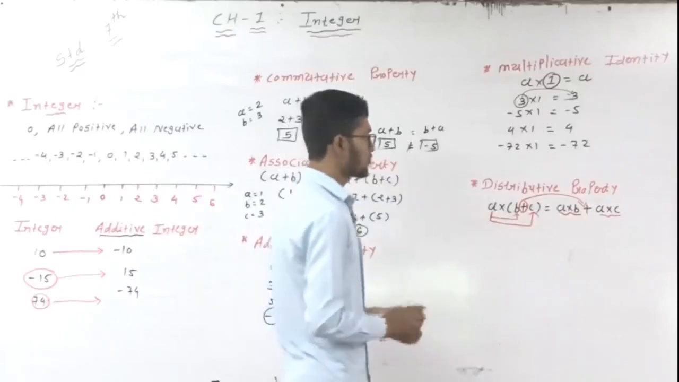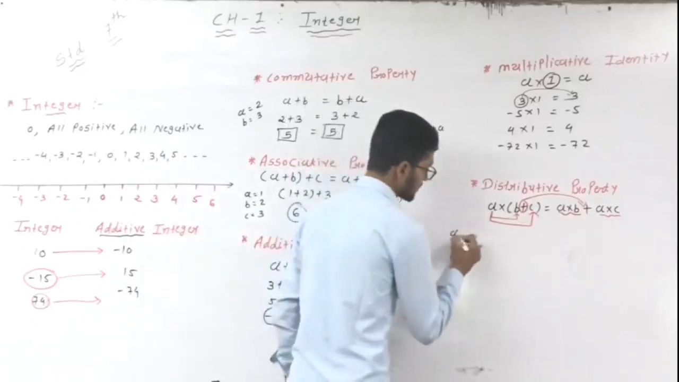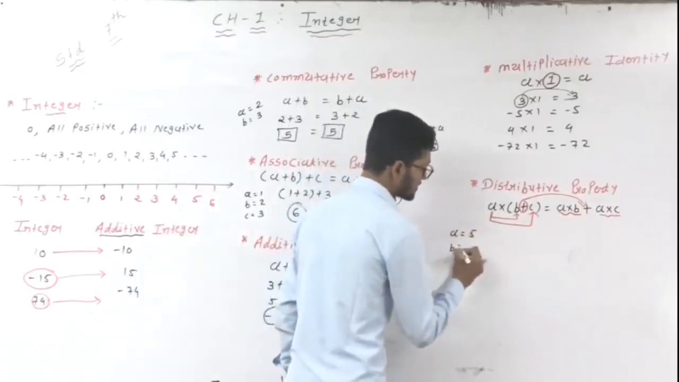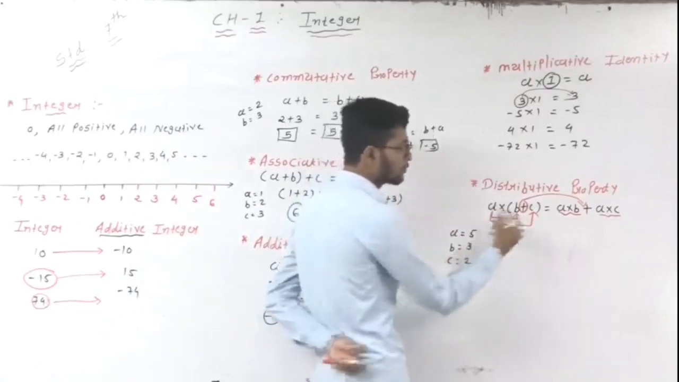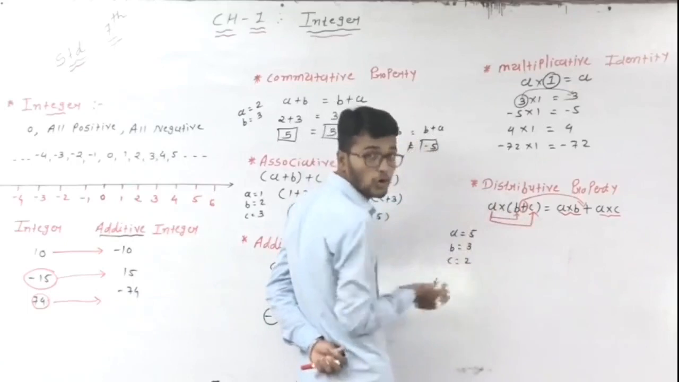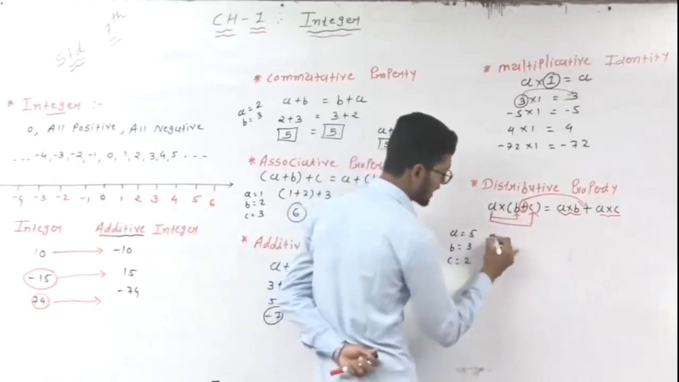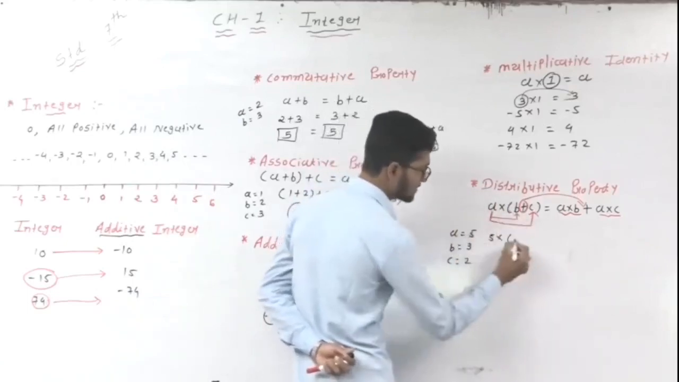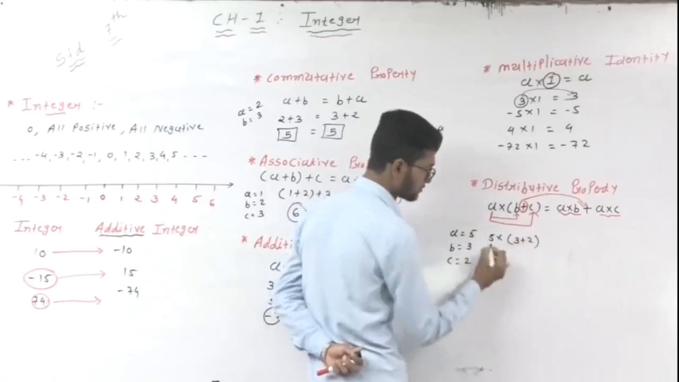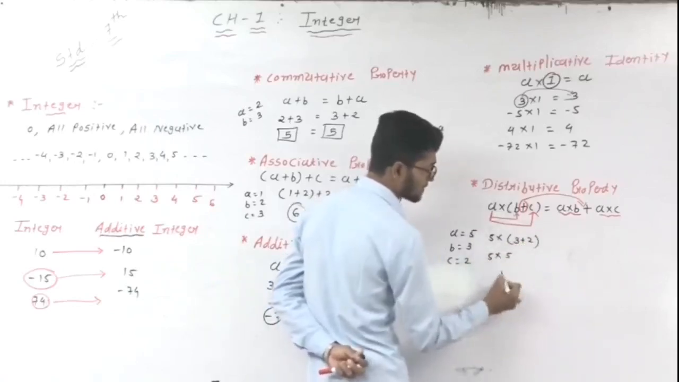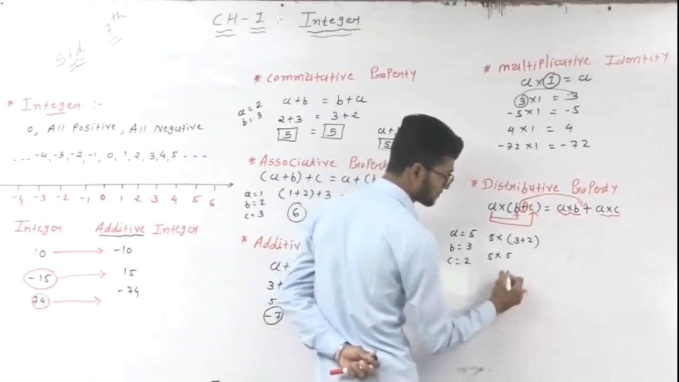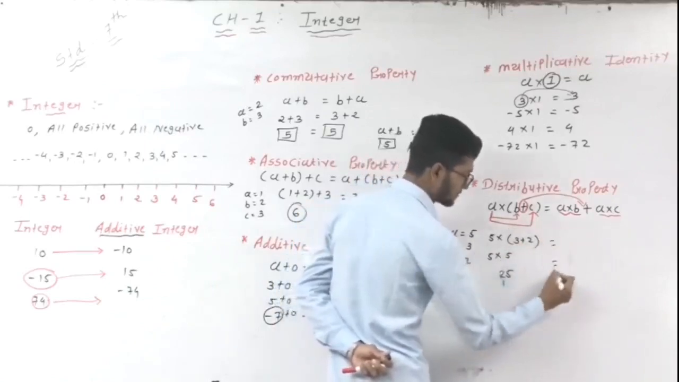Now some examples of distributive property. Suppose a is equal to 5, b is equal to 3 and c is equal to 2. Now put these in and see if the answer on both sides is the same or not. Okay. Now a is equal to 5 multiplied by b plus c, it means 3 plus 2. 5 multiplied by 3 plus 2 means 5 multiplied by 5, means 25.